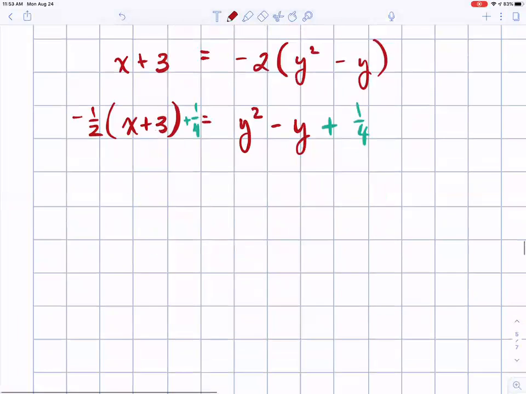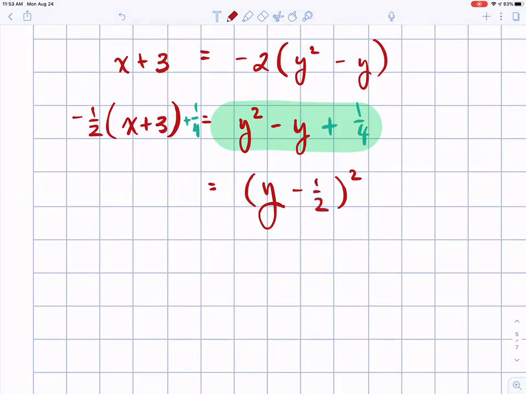What's the next step on completing the square? I heard it. Say it again. Factor the trinomial. Yep, so here's my trinomial. I don't want to factor that guy. So what is that guy going to be? Remember the shortcut? y minus 1/2 quantity squared.